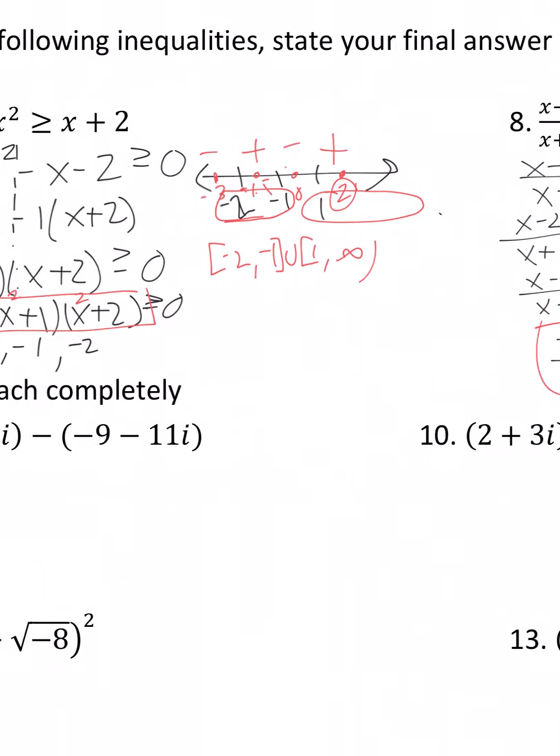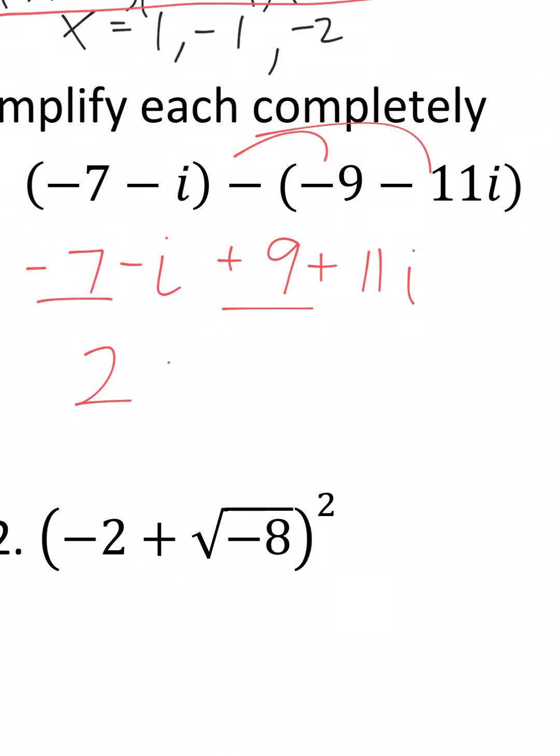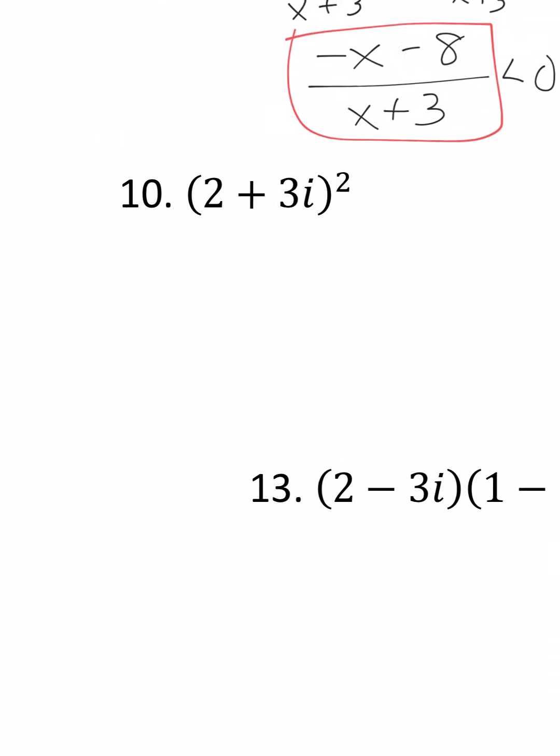And that's it. Now with these complex number ones, you should just remember our general rule. Combine the same real or complex parts. So here it would just be 2 from the negative 7 and 9, and 9 plus 10i from the i pieces.